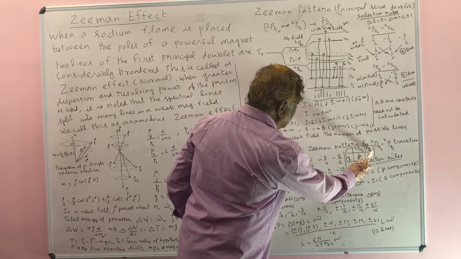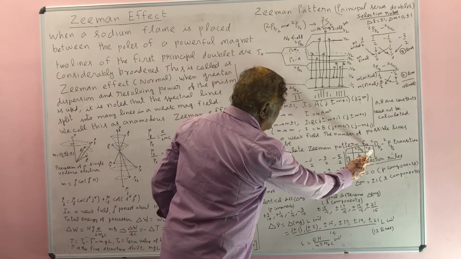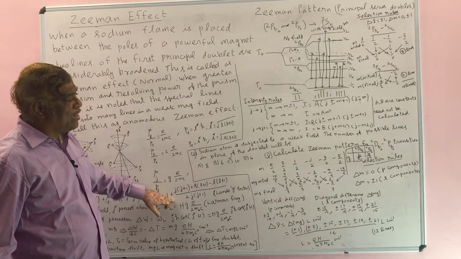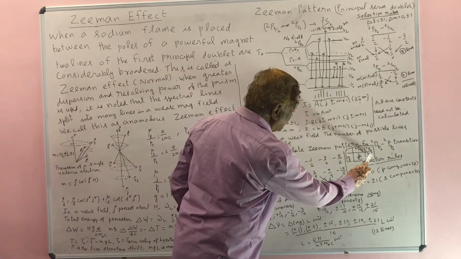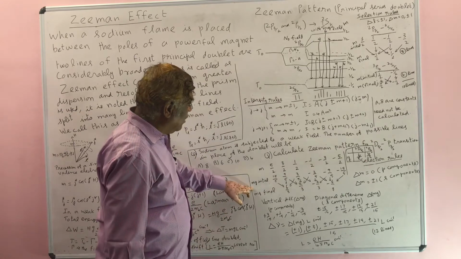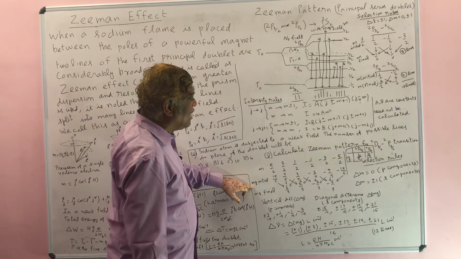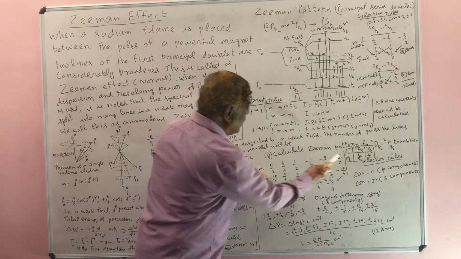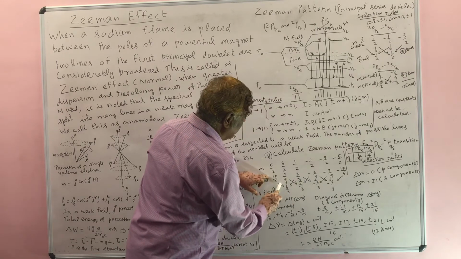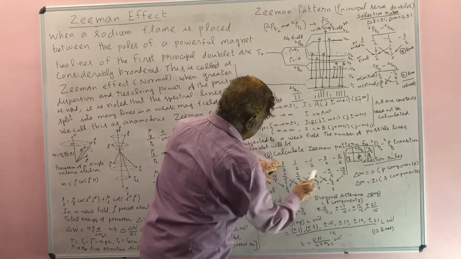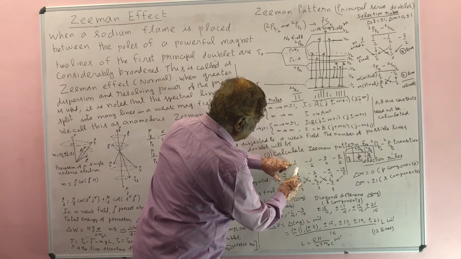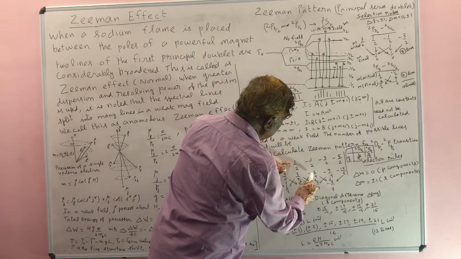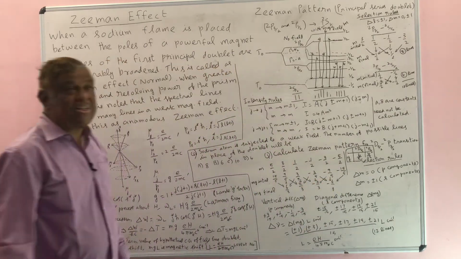For the 2P 3 by 2 state, L is equal to 1, J is equal to 3 by 2, S is equal to half. So you substitute these values in this expression for g, you find the value of g is equal to 4 by 3. So now let us write down the mg initial value. This is your initial level. You know the value of m. You multiply by 6 by 5, you will get this number. So you take each number in the upper row and you multiply by 6 by 5, you will get the mg value. This is mg initial.